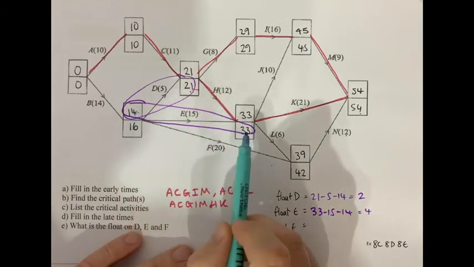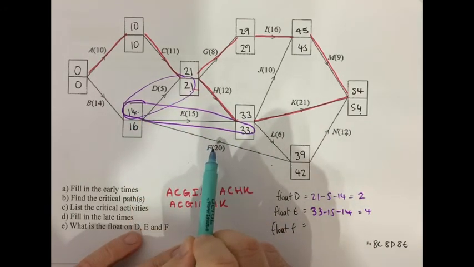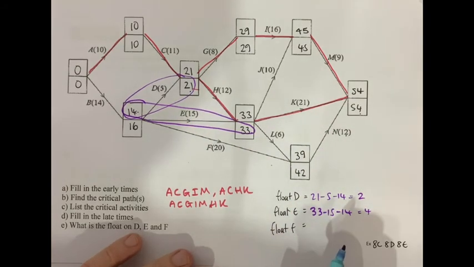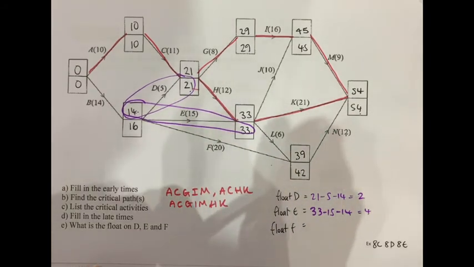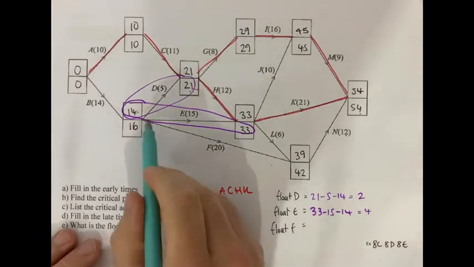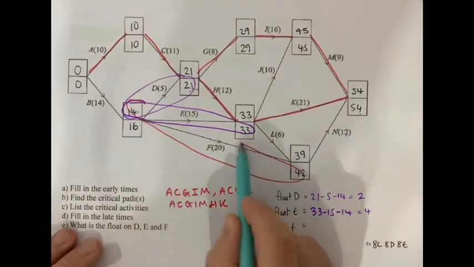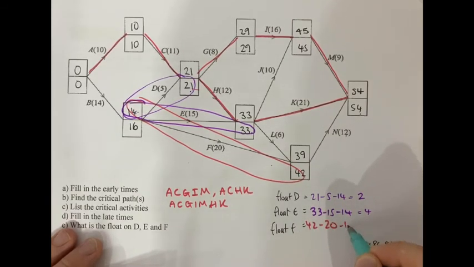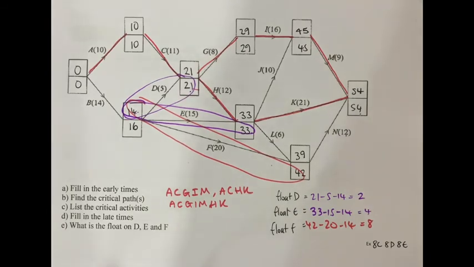And you've got 14 to 33, so that's 19. Takes 15, it's got 4 spare. Float on F, same starting point again. But we've got 42, take 20, take 14, so take away 34, so it's going to be 8. Got a bit more spare to play around with on that one.